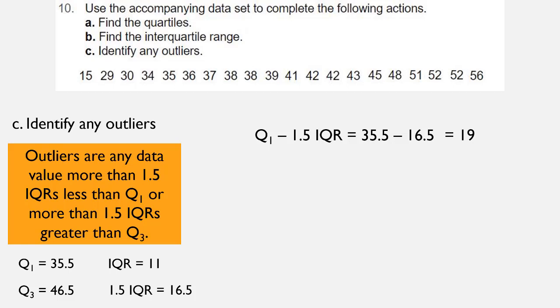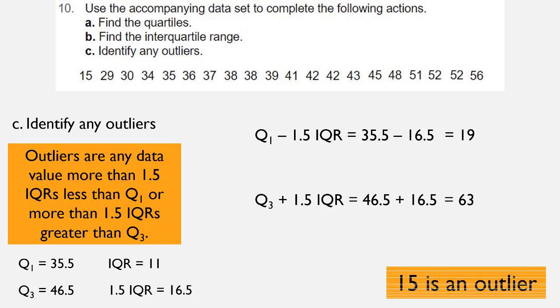Then, at the high end of the data, we take Q3 plus 1.5 IQRs, which is 46.5 plus 16.5, which is 63. So at the high end of our data, any data values that are above 63 would be considered outliers. But at that end of the data, there are no outliers because the highest data value is 56. So we did find one outlier at the low end, and it was 15. That's your answer.